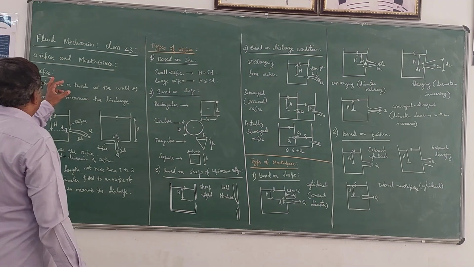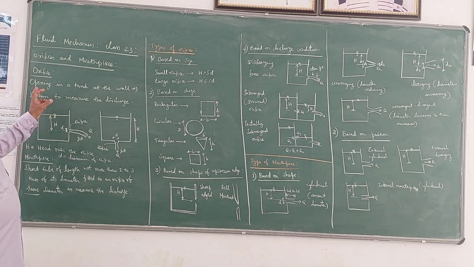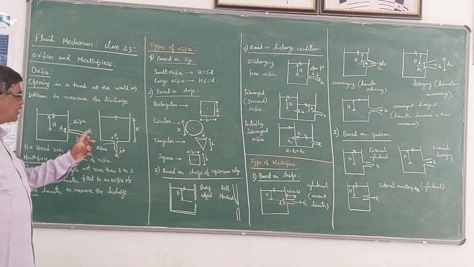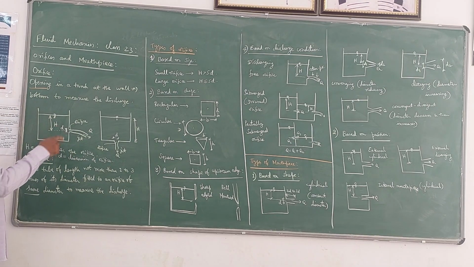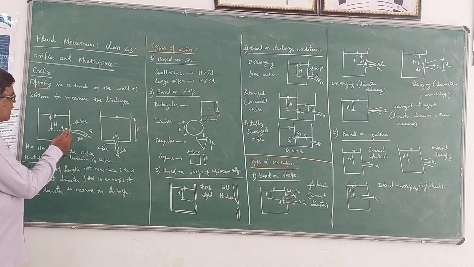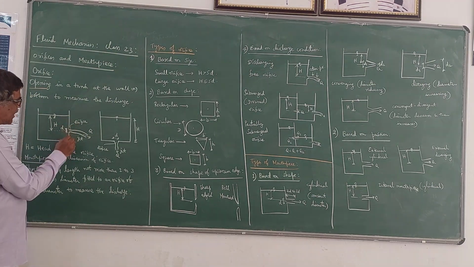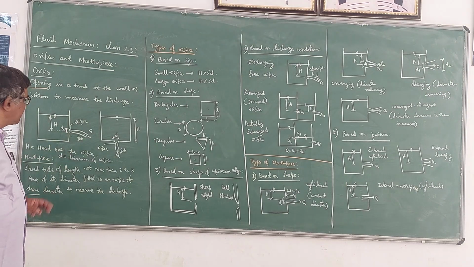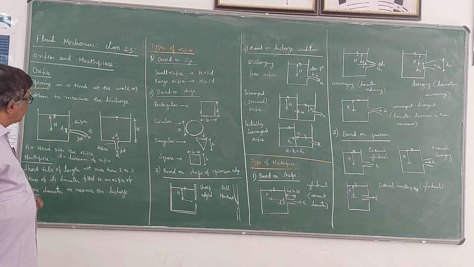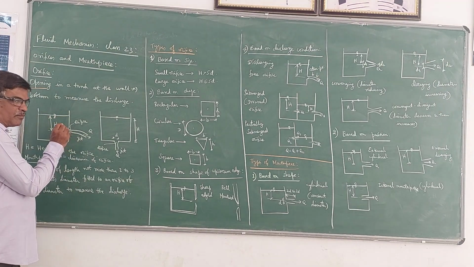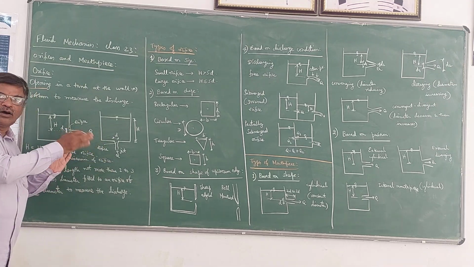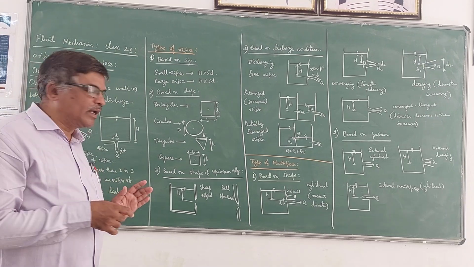So here, orifice can be defined as an opening in a tank at the wall or bottom to measure the discharge. See, here I have given the sketch. This is a tank where some liquid is stored, for example, water. And an opening is provided at the wall of the tank. That opening may be of any shape, with dimension, let us take, D. And this opening is provided to measure the discharge from this tank to another tank or some required container.